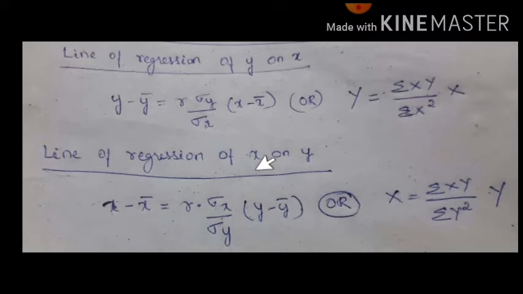Similarly, the line of regression of x on y: capital X equals summation xy by summation y square into capital Y. If y comes here, the denominator should have summation y square; if x comes here, the denominator should have summation x square. Remember both forms of the formulas for the line of regression, because in two different forms we use them for different given data.